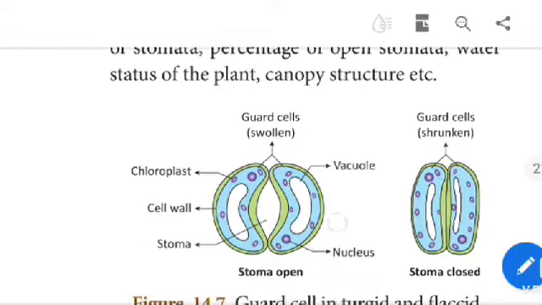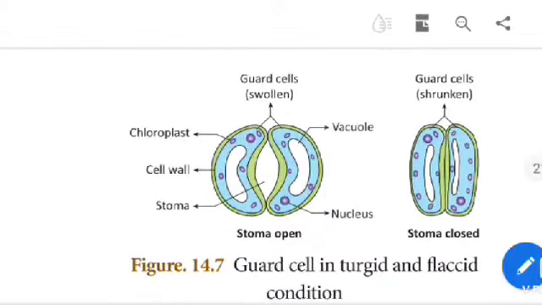See, guard cells in turgid and flaccid condition. The stomata open. See, the nucleus is present there, the vacuole is present. The stomata is open and the guard cells are bulged. In the other, the stomata is closed and the size is reduced.